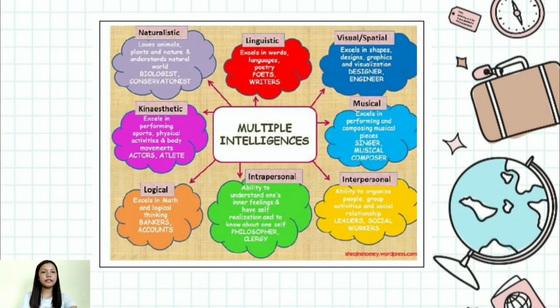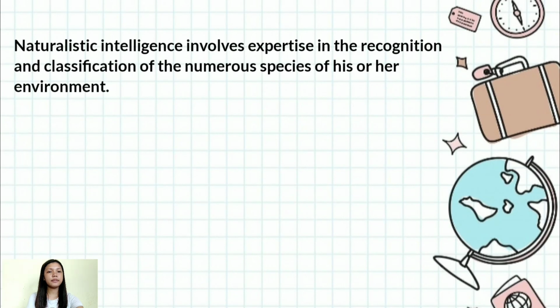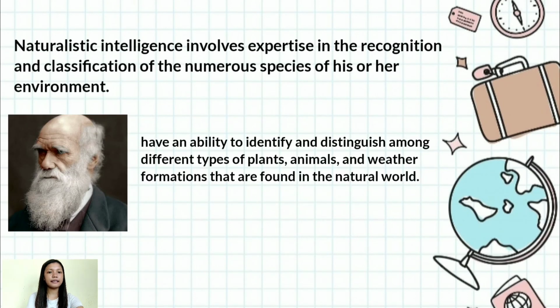So we have 8 multiple intelligences. First is naturalistic, linguistic, visual spatial, kinesthetic, musical, logical, intrapersonal, and interpersonal. Naturalistic intelligence involves expertise in the recognition and classification of the numerous pieces of his or her environment. People with naturalistic intelligence, such as Charles Darwin, have an ability to identify and distinguish among different types of plants, animals, and weather formations that are found in the natural world.